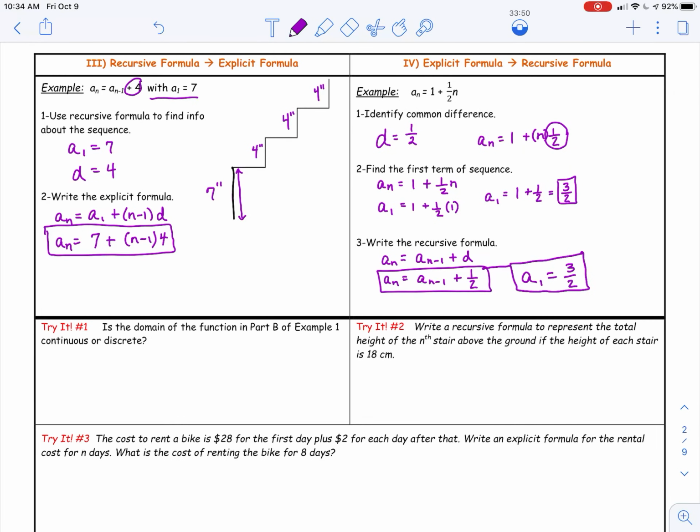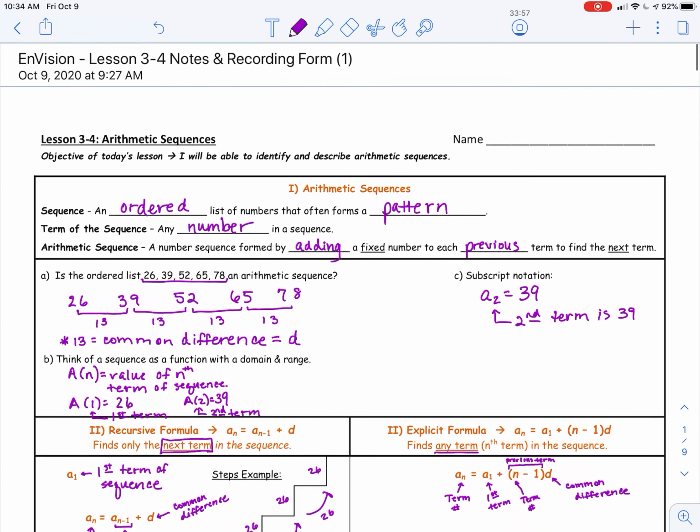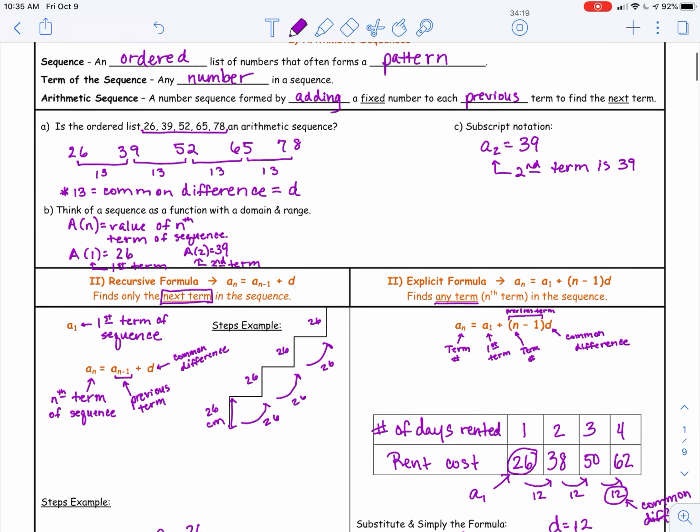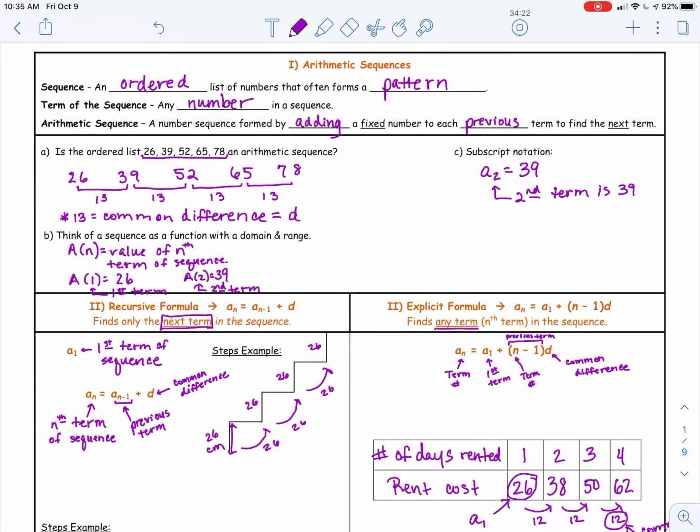So let's see if we can apply some of these things that we learned. First of all, the first try at number 1 problem says, is the domain of the function in part B of example 1 continuous or discrete? I'm going to scroll back up there and we're going to take a look at it. And part B, let me see what that was. Actually, it's in your book too, if you want to look on page 111. At the top is part B. It's basically the sequence. Here we go. Up top here, the very top, I'm looking at our sequence 26, 39, 52, and so on. Okay, is it discrete or is it continuous?